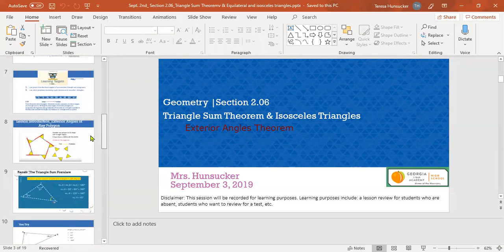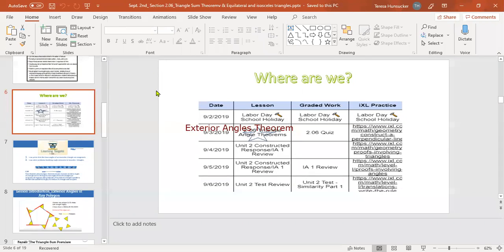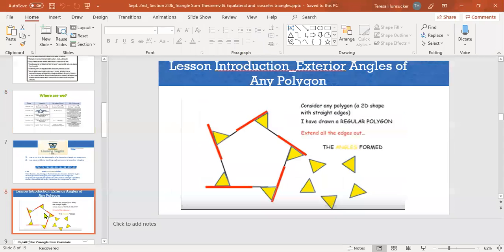Next, I just want to point out where we are. It's Tuesday, September 3rd, and we're on the last section of Unit 2. We're wrapping up Cycle 1 content. So you're going to have a constructed response for your Unit 2, and you're going to have an IA practice that you're all going to take, mentioned earlier. And then we have the unit test on Friday, and I will give you a recording for the IA1 review. Okay, so let's go ahead and get started here.